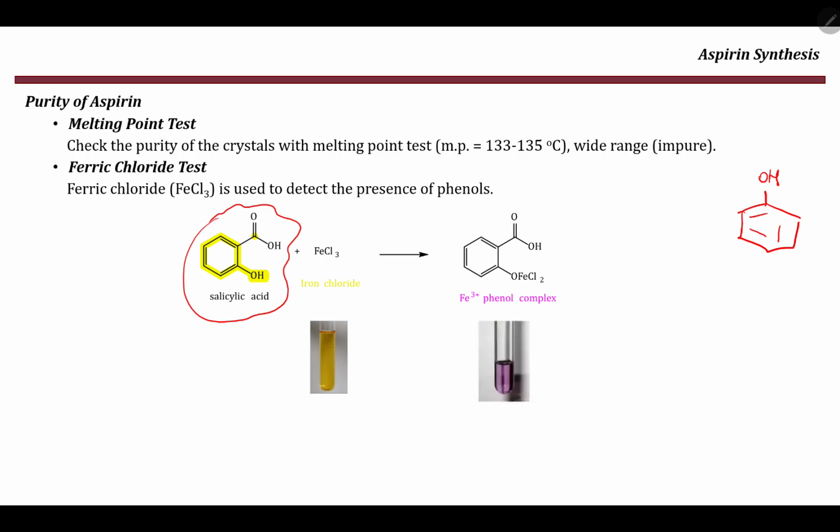Now, salicylic acid has this OH group, this phenol group. So if you want to check whether our sample contains salicylic acid or not, we can use the iron chloride test, which has a yellowish color. And if we notice that the yellowish color turned into a purple color, this indicates that our sample is actually contaminated with salicylic acid and it has to be purified.